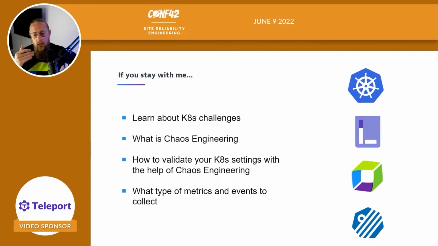Last, because we do some testing, we also need to have observability in place. So we'll see what type of metrics and events we will need to collect to be able to validate our experiments. And last, we will briefly explain how we could automate that process.